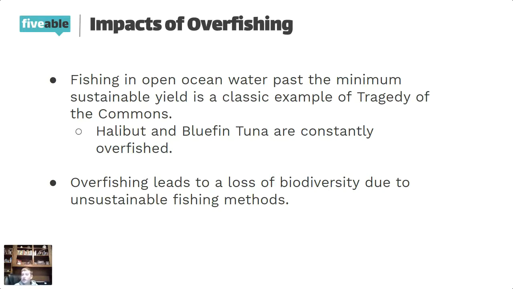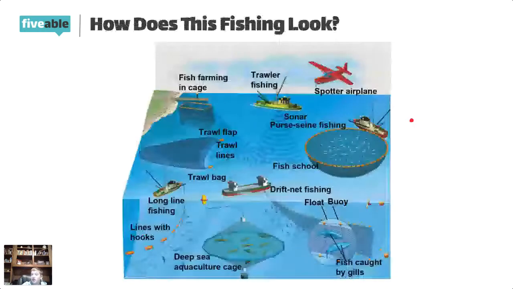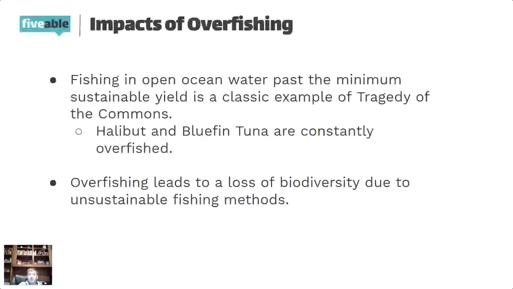So another question in the chat was, don't purse seines also accidentally catch crabs? Yes, that's one of the bycatch of purse seines as well. When I was talking about tuna, but also dolphins, there are also crabs in there. There are tons of species that get overfished and bycaught. We know that they happen a lot, but they're not even like the biggest types of bycatch. And halibut and bluefin tuna are constantly overfished.